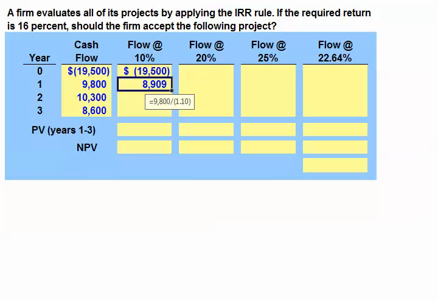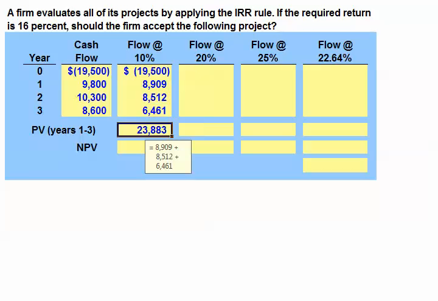The year one cash flow will discount back at 10% for one period and get a present value of $8,909. The year two cash flow would be discounted back at 10% for two periods for a present value of $8,512. The year three cash flow of $8,600 would be discounted back at 10% for three periods for a present value of $6,461.